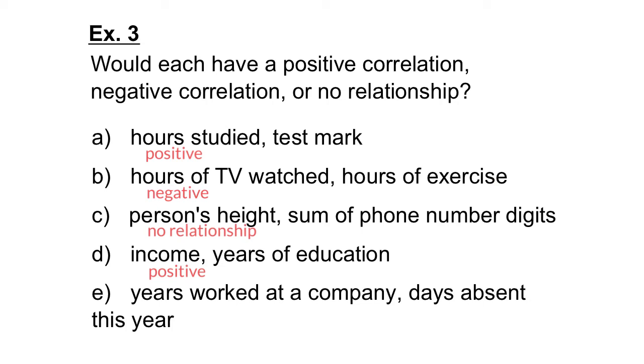That's a negative correlation. A person's height versus the sum of the digits in their phone number, there's obviously no relationship there. If you add up the numbers in your phone number, it has absolutely nothing to do with your height. There's no relationship there. We would see just a random scattering of points on a scatter plot.